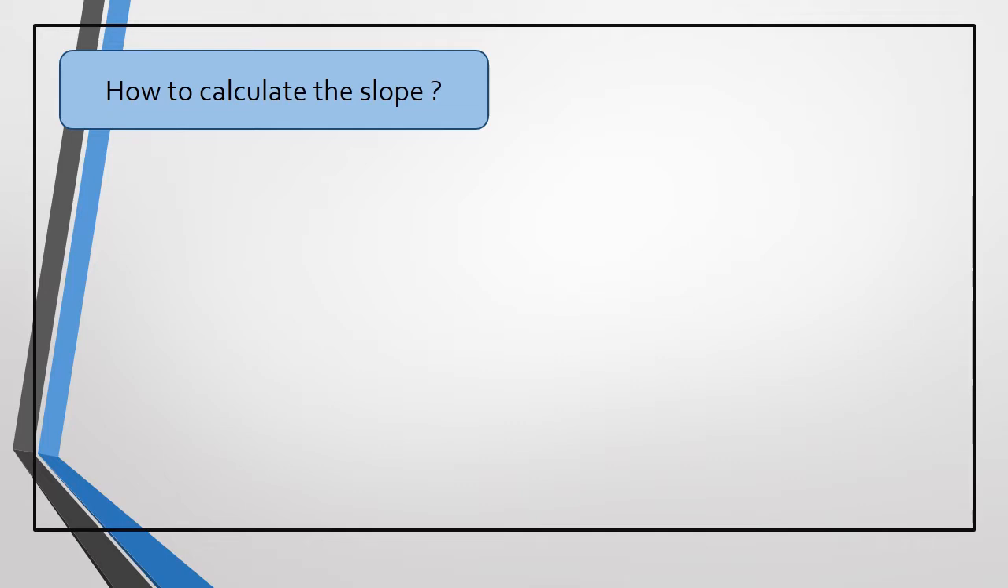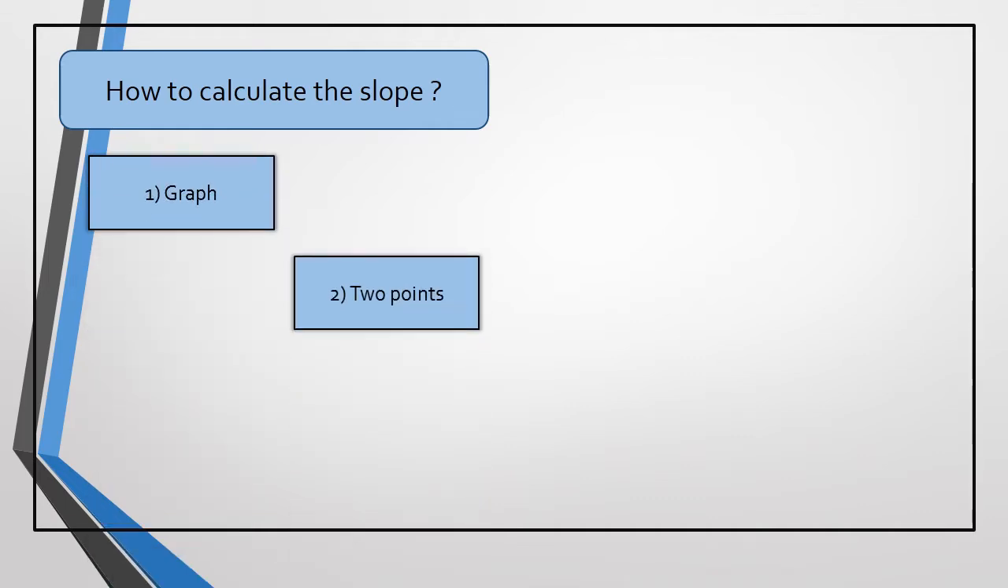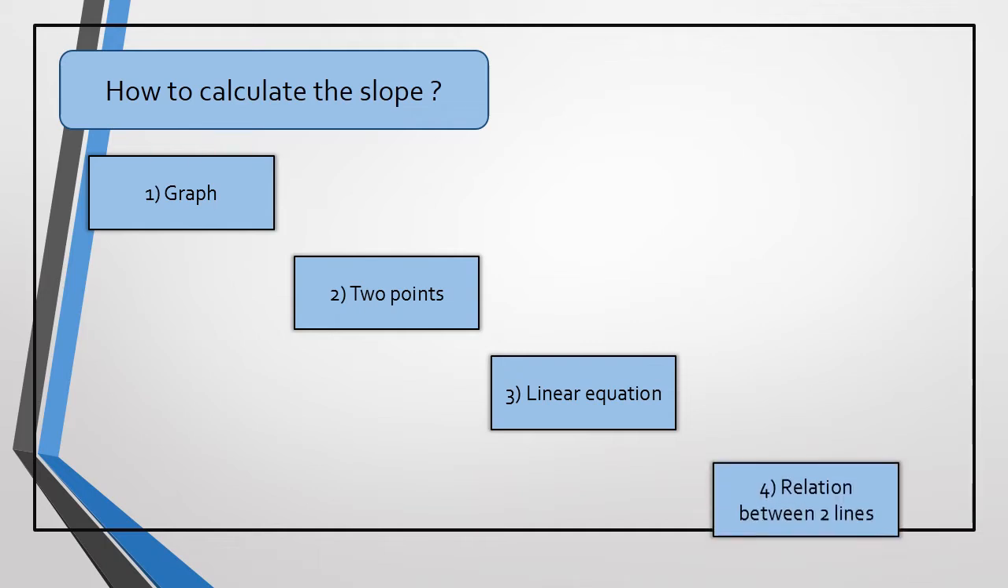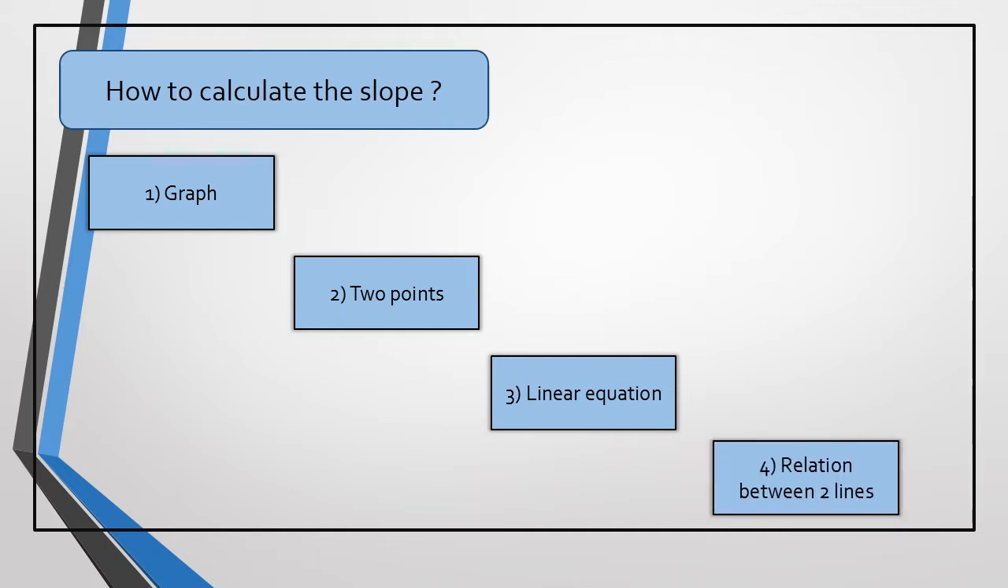There are four simple ways. If you understand them, you can calculate the slope in any problem you have. The first way to calculate the slope is from a graph. The second, from knowing two points. The third, from the linear equation itself. The fourth, from the relation between two lines. In the following slides, we are going to speak about each one.